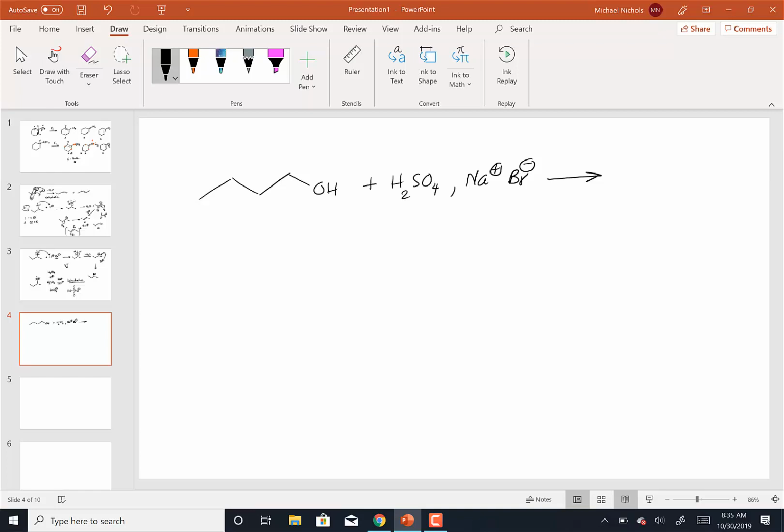Tertiaries only undergo 1 mechanisms, because they don't undergo 2s. And they form stable carbocations. That leaves secondaries in between. What do you do with a secondary? Well, to evaluate a secondary halide, we need to know one other fact.